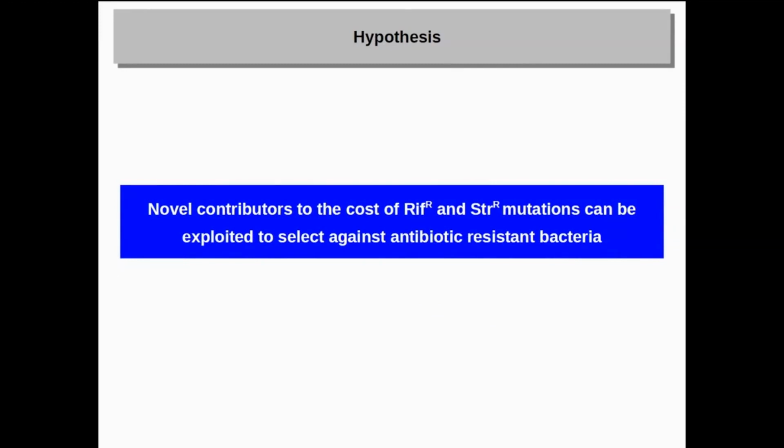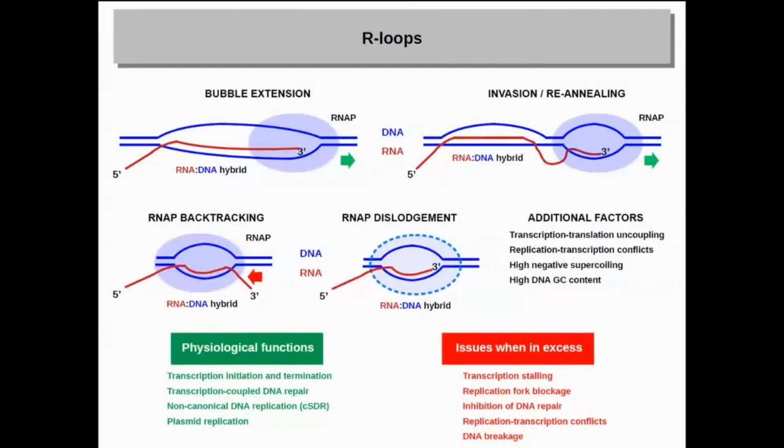Can we use any of this knowledge to our advantage? So basically, can we exploit these effects that we have discovered? And then what I did is I have to talk a bit about R loops. That's why I said before.